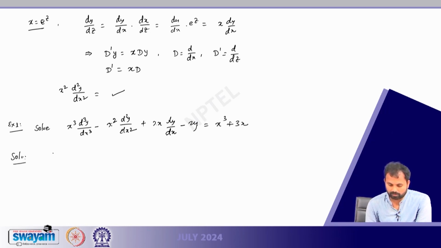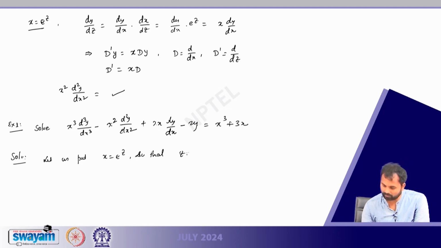Solution. Let us put x equals e to the power z, so that we have z equals log x, of course to the base e. Accordingly we will have D' equals xD, and then D'' equals x squared, and we have to simplify then.